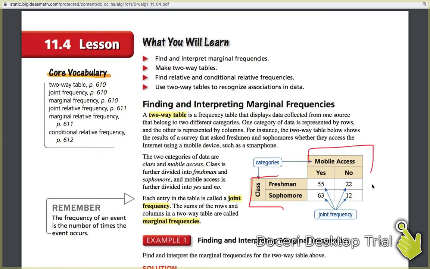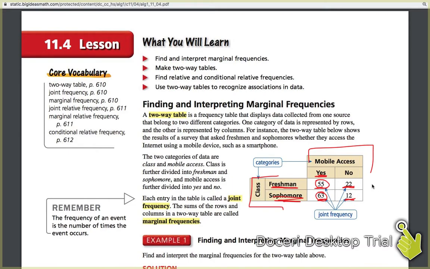And so when we take all of that data and we take the total, all the kids that we ask, we can separate this into four separate numbers. This 55 is how many of the people that we surveyed were freshmen that said yes, they had mobile access. That's 55 of them. 63 were sophomores that had access. And then 22 were the number of freshmen that didn't. 12 is the number of sophomores that didn't.